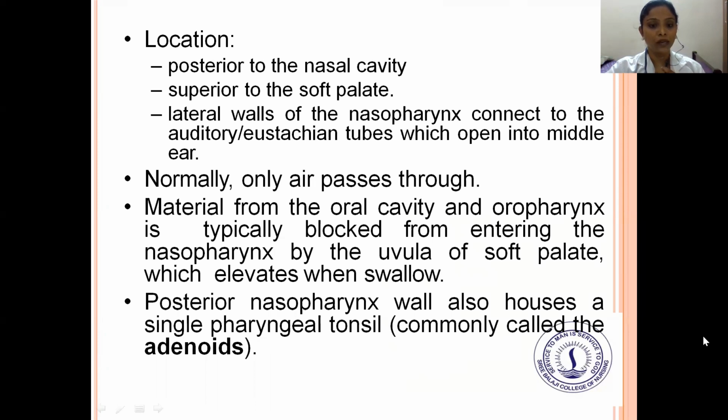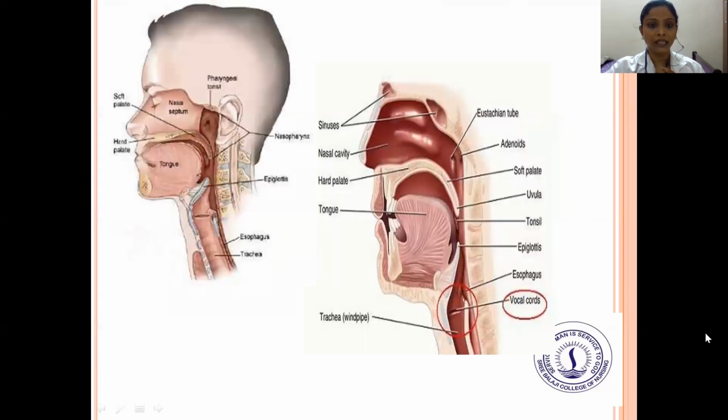Normally only air passes through this part of the pharynx. Material from the oral cavity and the oropharynx is typically blocked from entering the nasopharynx by the uvula of the soft palate, which elevates when we swallow. Then the posterior nasopharyngeal wall also houses the single pharyngeal tonsil, commonly called the adenoids. So these are the nasopharynx functions.